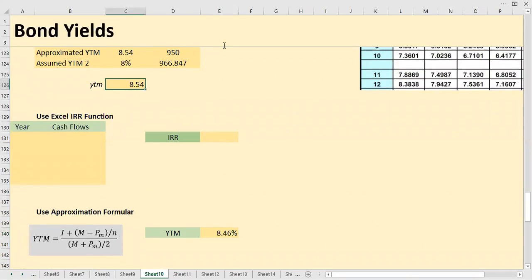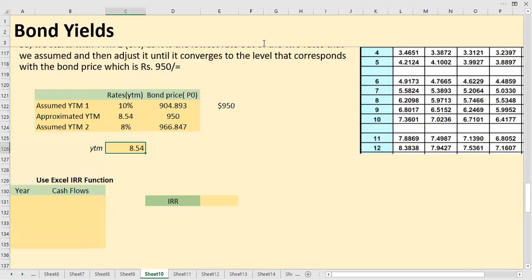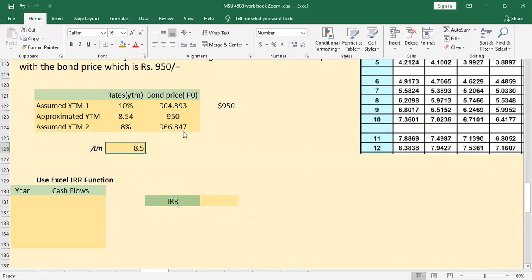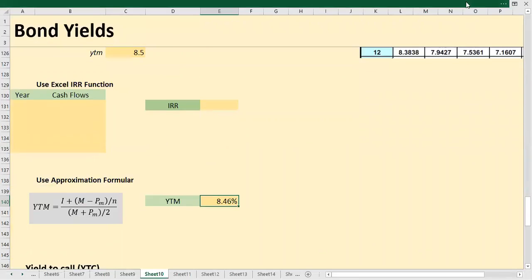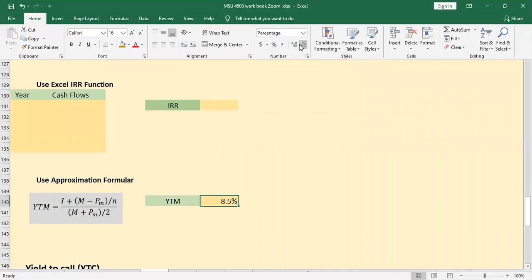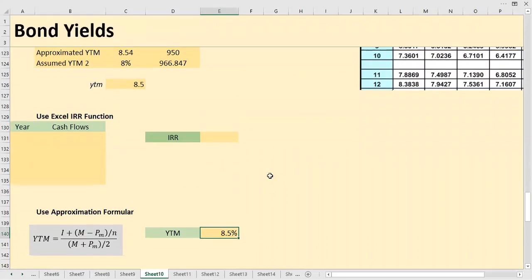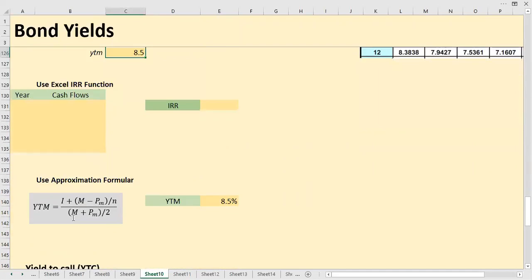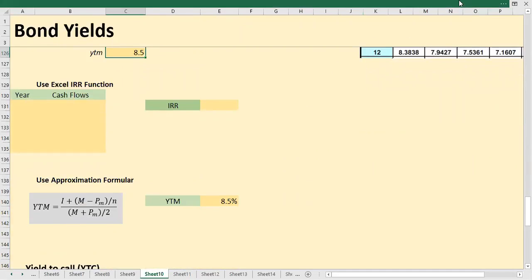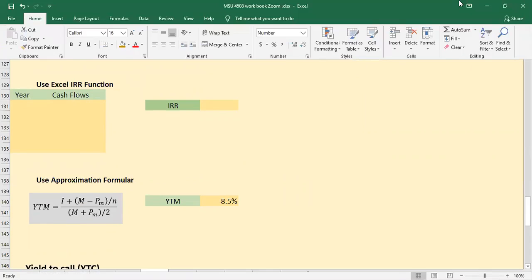If you round this up to the next digit, it is 8.5. If you round this down, it is also 8.5. So you get a YTM exactly equal to the YTM that we calculated using the trial and error method, by using this particular formula. Anything that I should explain?